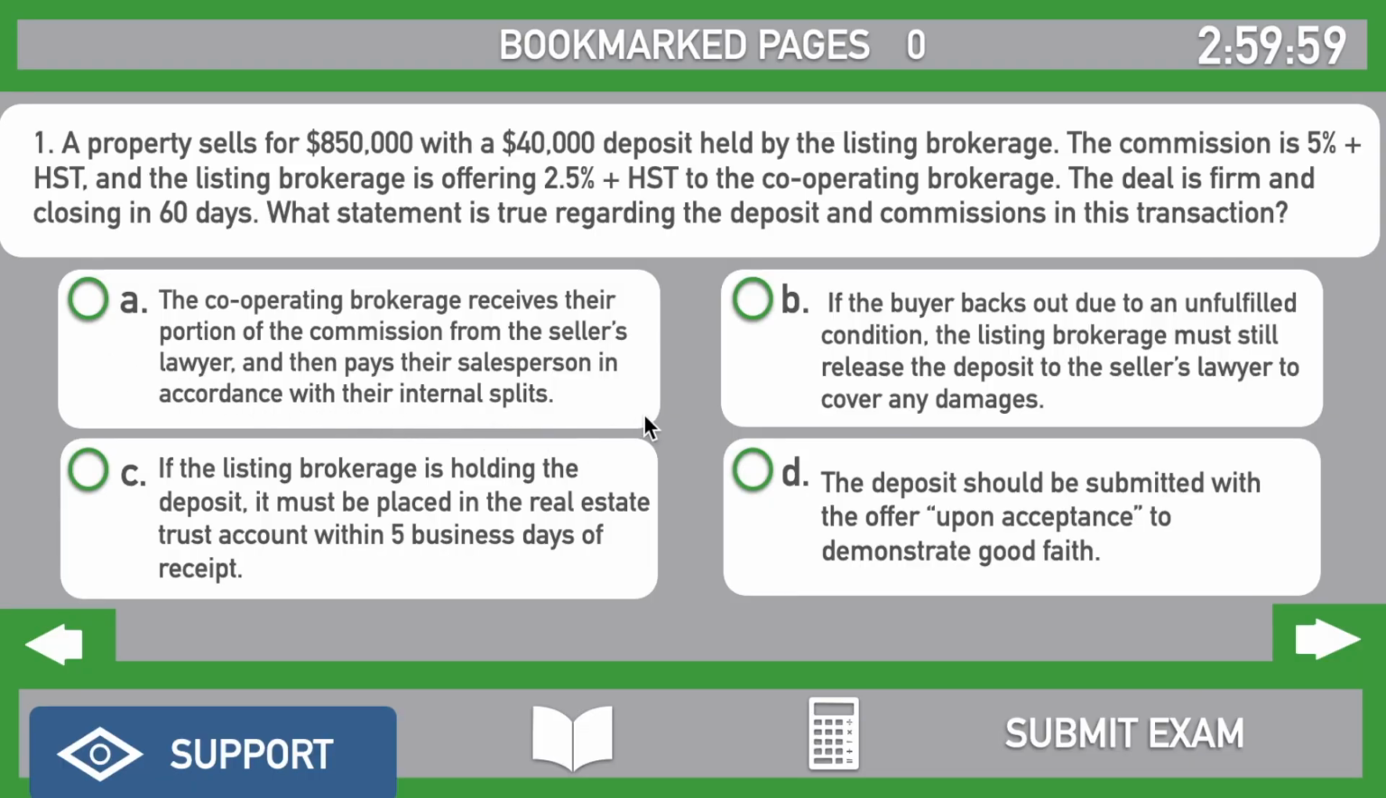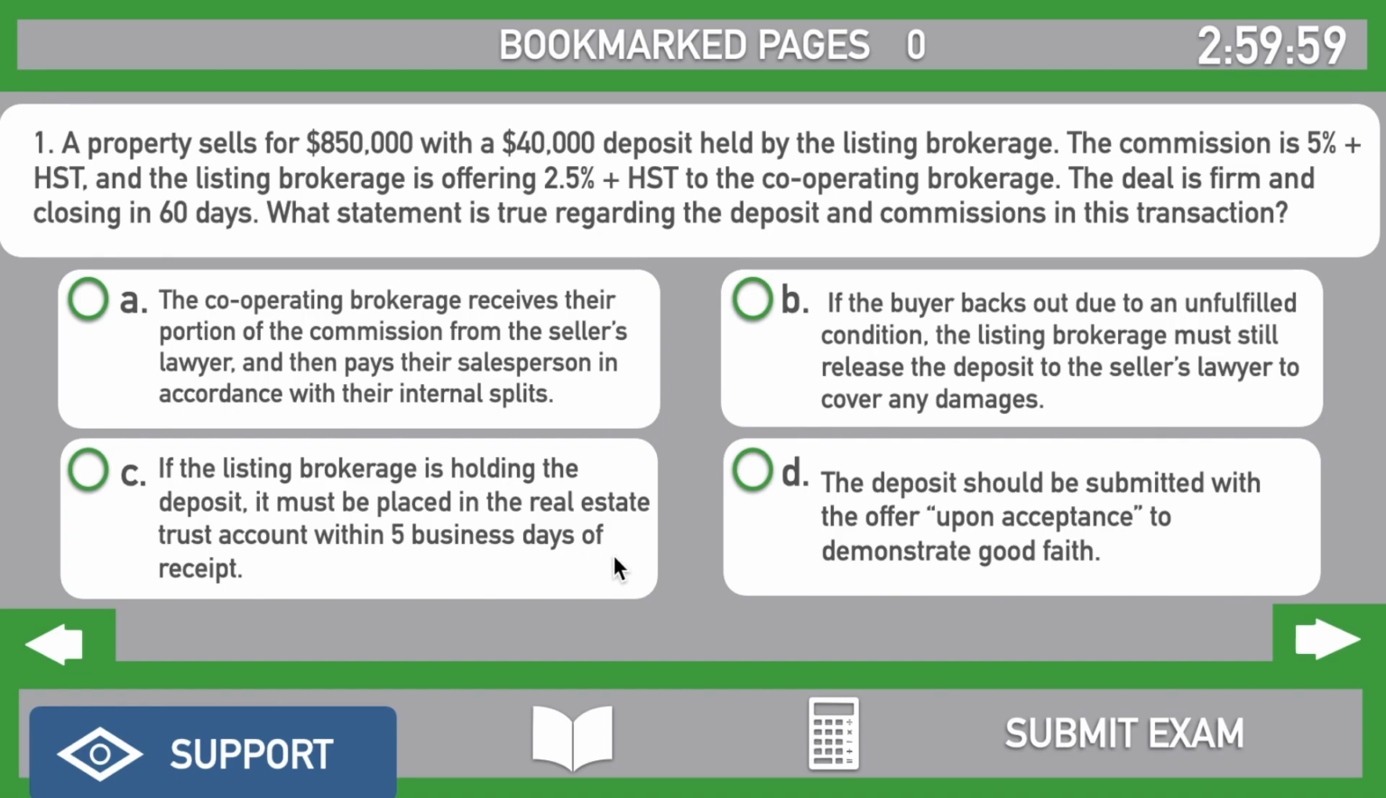Over to B. If the buyer backs out due to an unfulfilled condition, the listing brokerage must still release the deposit to the seller's lawyer to cover any damages. This is also incorrect if the buyer terminates the deal. If it's terminated due to a condition such as a house inspection, the deposit will be returned in full from the listing brokerage in this scenario. Note that there will be a mutual release for sure for that deposit. If things get really sour, it would be a court order, but in this situation, it would not be going to the seller's lawyer.